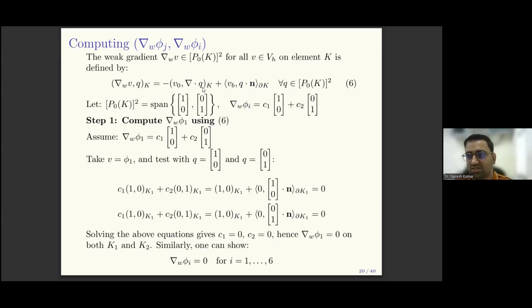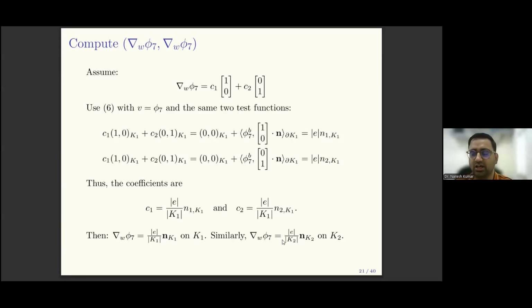And if you take the constant polynomial for the gradient operator, then this part will also be 0. So every time you take constant polynomials, inside the element the gradient of every basis function will be 0. Now one basis function is left, that is phi 7. And now we will discuss how we can calculate the gradient of phi 7. So what is the V gradient of phi 7?